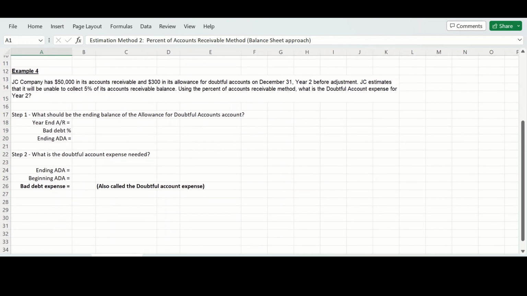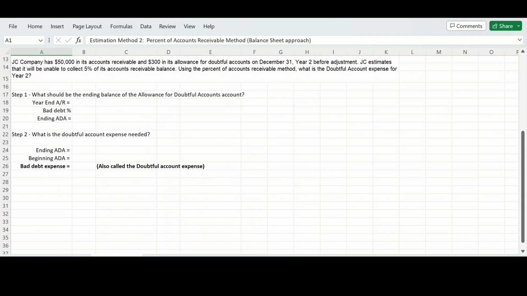For an example, we have a JC company with $50,000 in its accounts receivable and $300 in its allowance for doubtful accounts on December 31st, year 2, before any adjustments. JC estimates that it will be unable to collect 5% of its accounts receivable balance. Using the percent of accounts receivable method, what is the doubtful account expense or the bad debt expense?